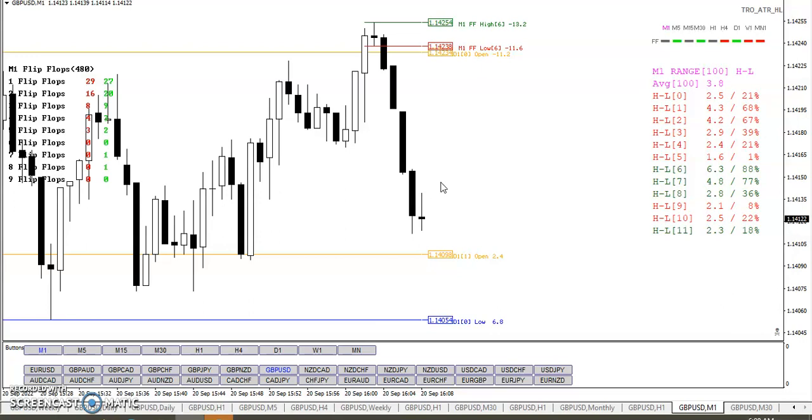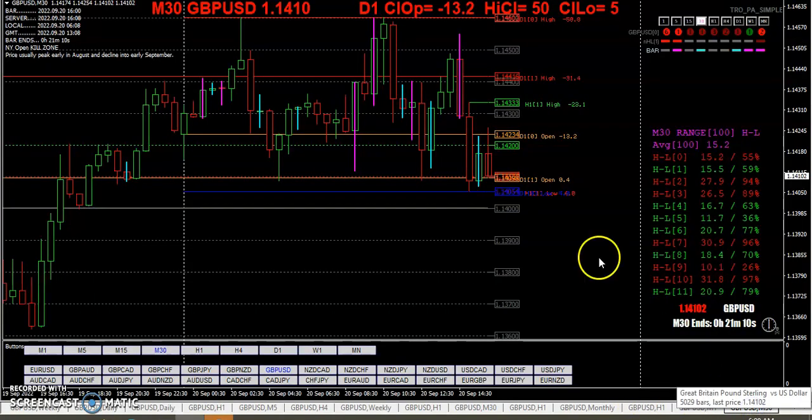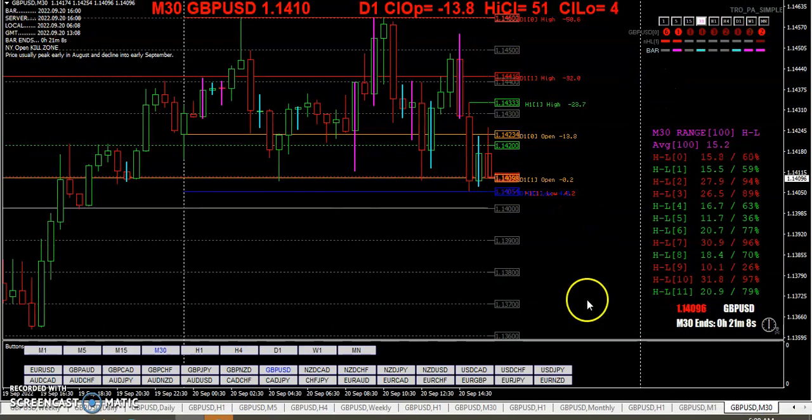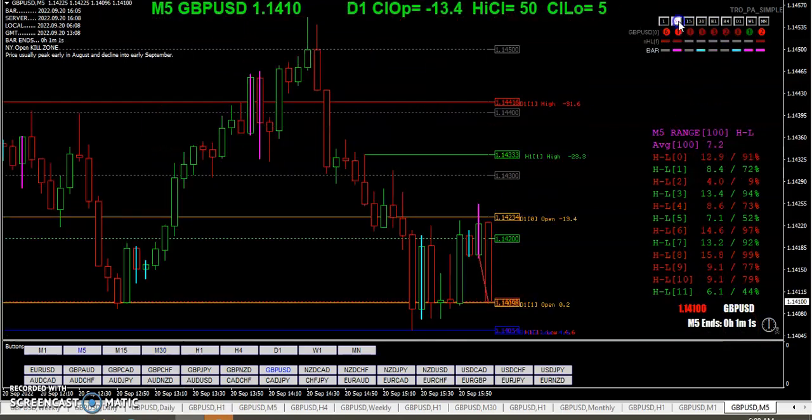And I just noticed I don't have any of my time indicators on this particular chart. And we can look at the Walmart chart. We've got 21 minutes left in this half hour. In the 5 minute, it's going to end shortly.